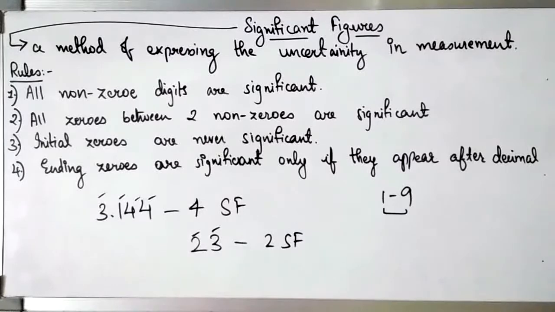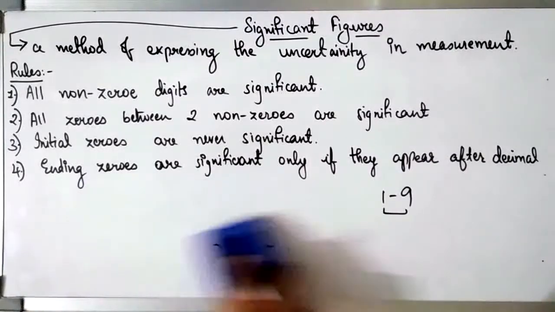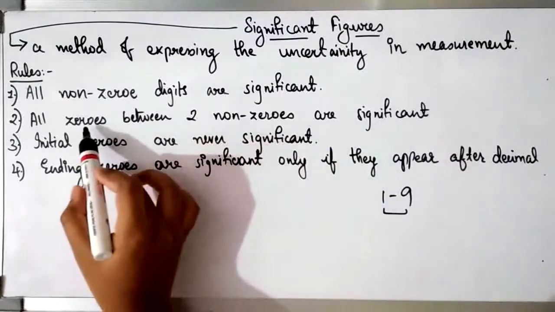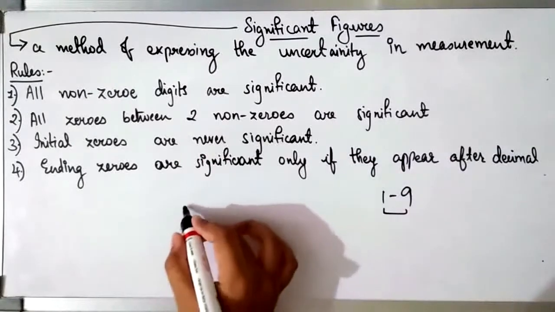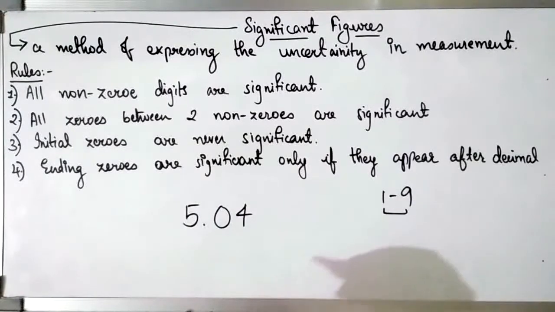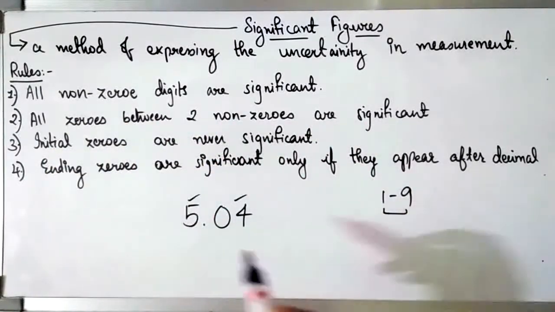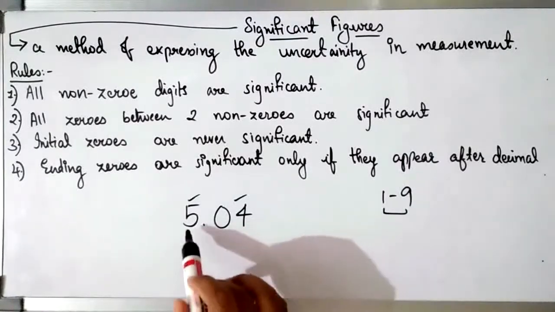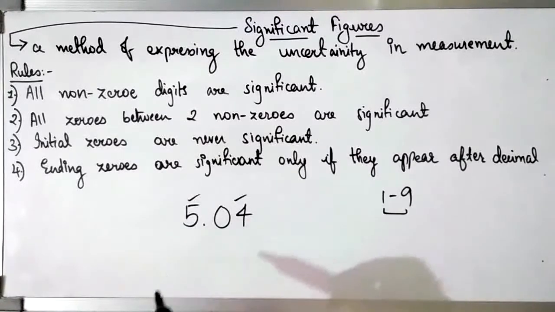Okay. Now let's see the next rule. The next rule says that all the zeros between 2 non-zeros are significant. All the zeros which are present between 2 non-zeros, they are significant. For example, we have something called 5.04. If I ask you how many significant figures are there, first we can say from the first rule that all the non-zero digits are significant. So we have already got 2 of our significant figures, that is 5 and 4, because 5 and 4 are non-zeros. So we got our 2 significant figures.